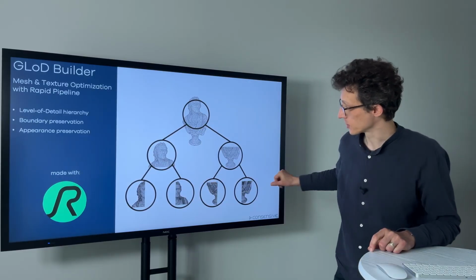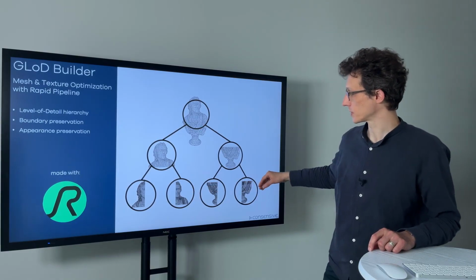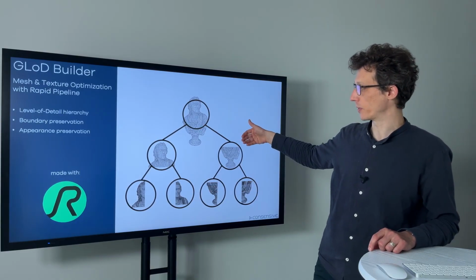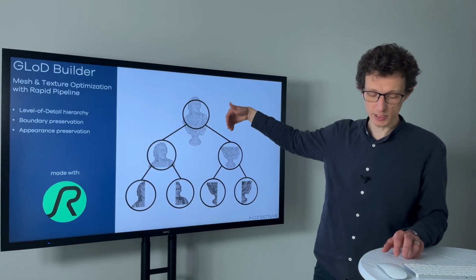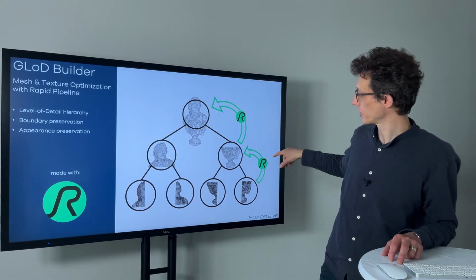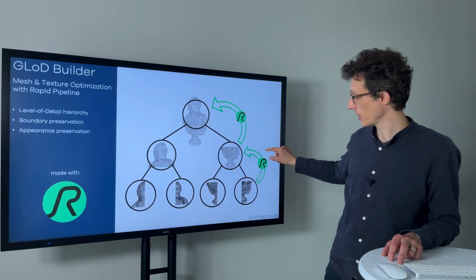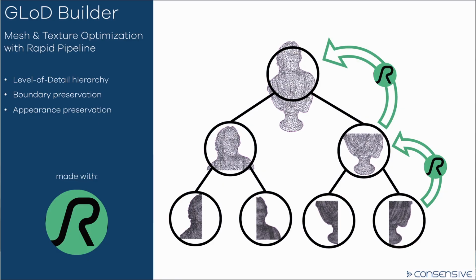So this is an illustration of a level of detail hierarchy. The leaf levels are simplified to parent nodes that become more and more reduced the higher we get up in this hierarchy. And that's where RapidPipeline helps us to create a very high quality representation that is still simplified, and it ensures boundary preservation and also appearance preservation.